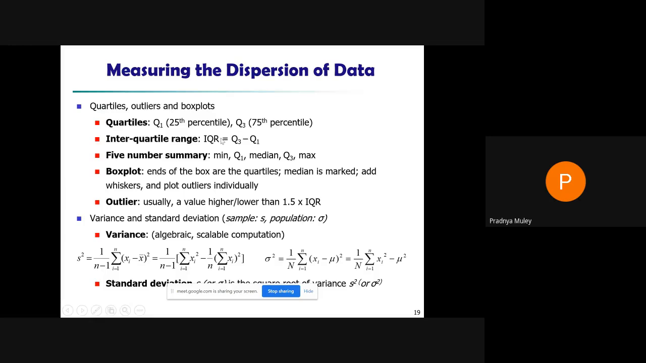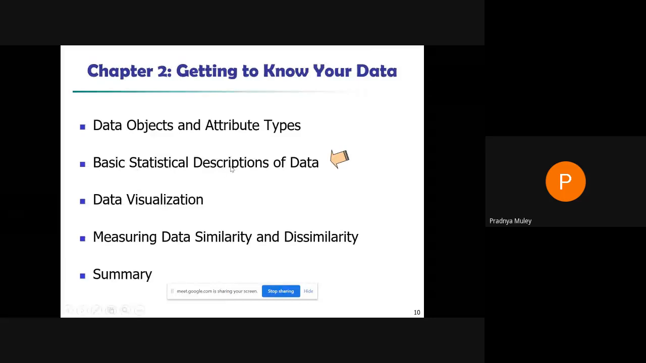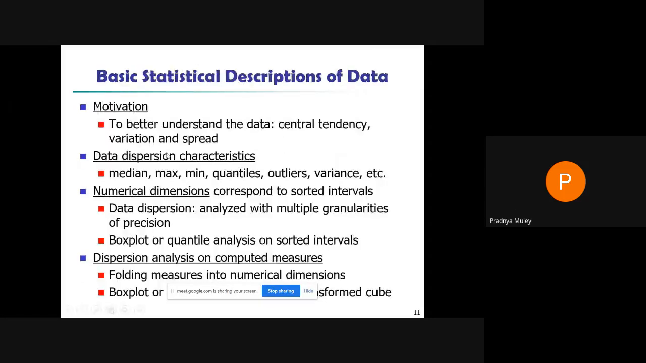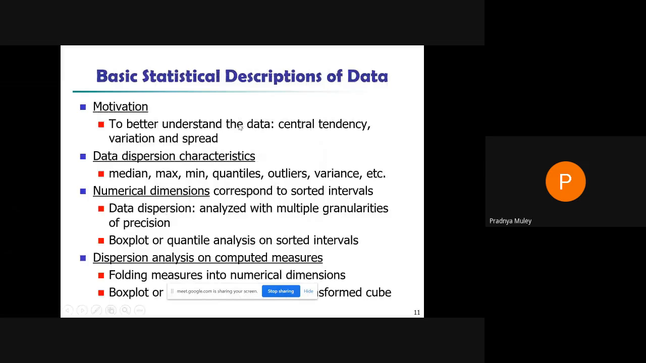Now the second thing is measuring the dispersion of the data. In the basic statistical description of data, we have first seen measuring the central tendency. So we are done with measuring the central tendency. Now we are moving towards measuring the data dispersion.